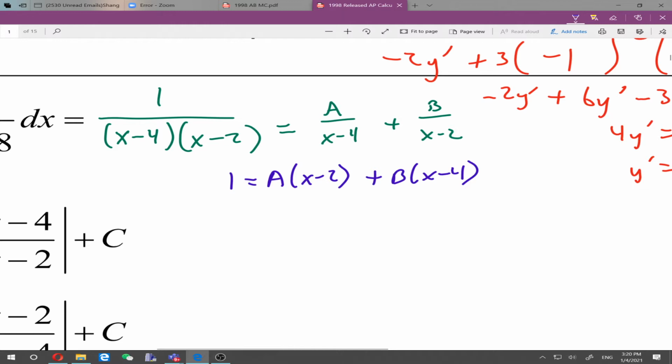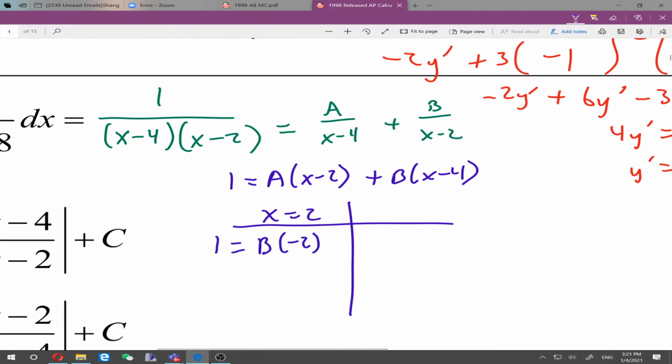So this equation has to be true for all x values. So jumping over to Eric, which x value would you want to plug in first? 4 or 2. Either 4 or 2. Okay, so we'll make a table here. If x equals 2, then that means 1 is equal to b times 2 minus 4, or b is equal to negative 1/2.